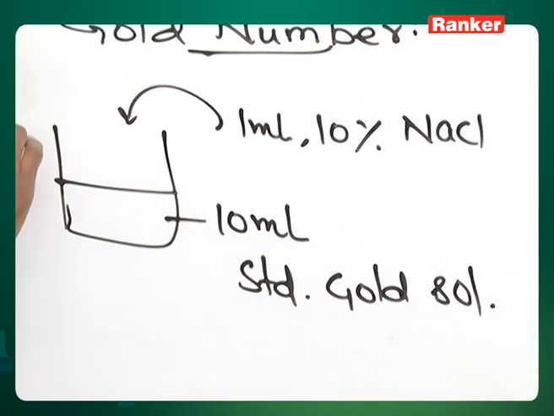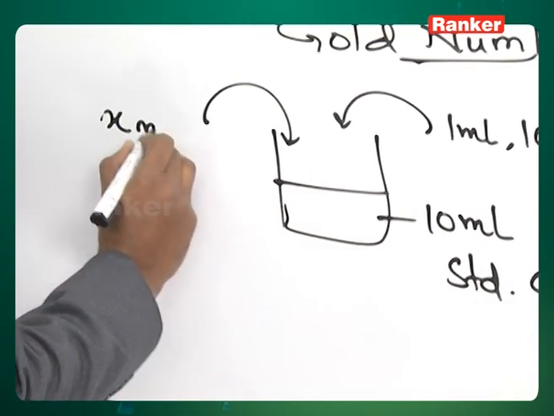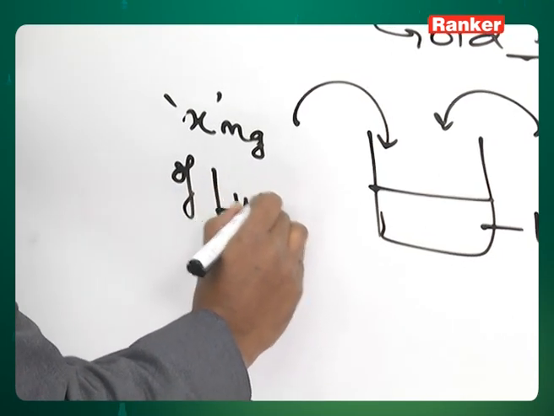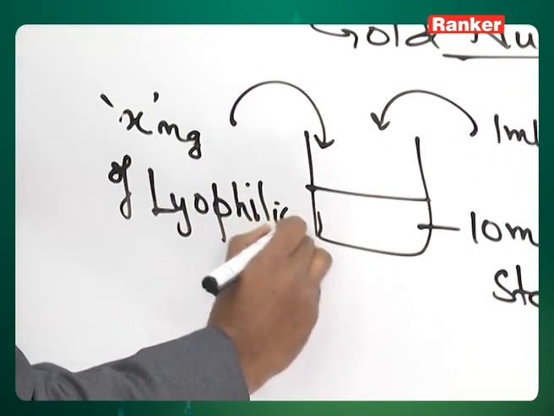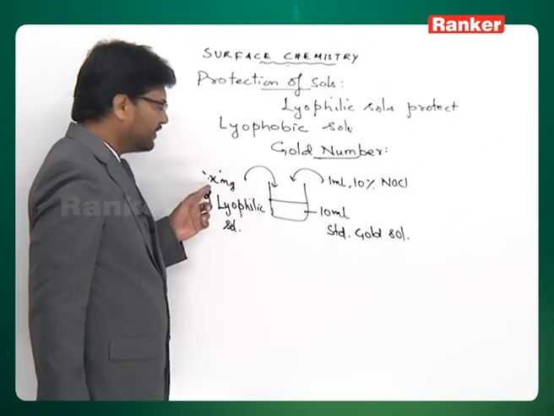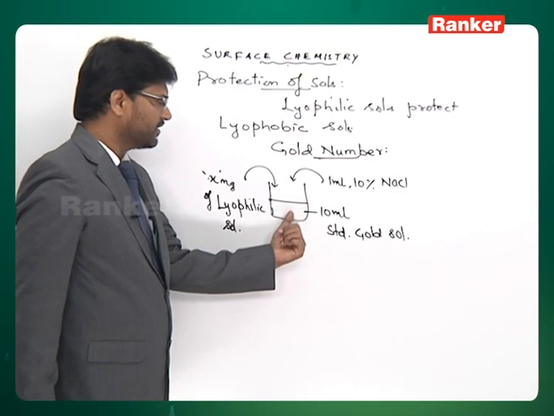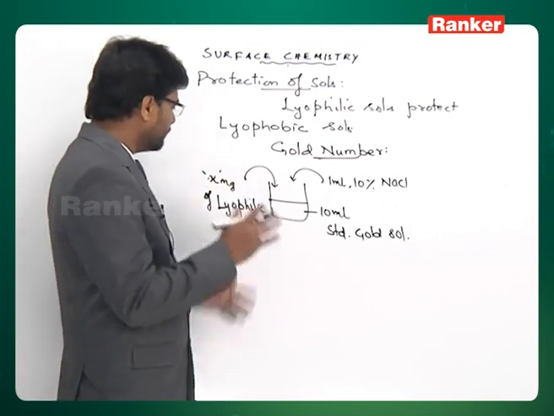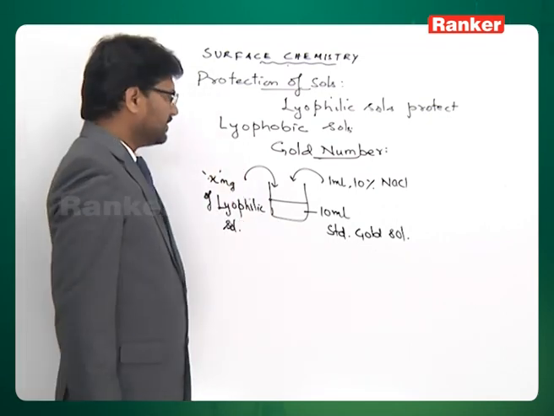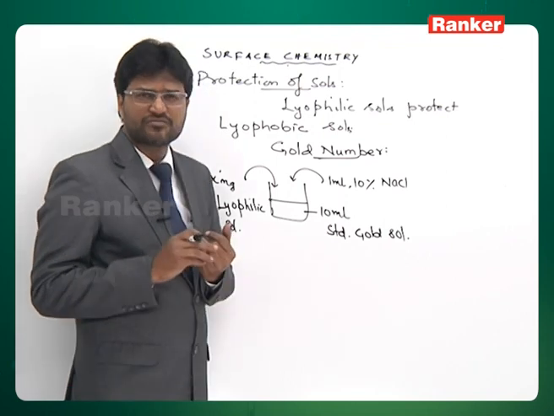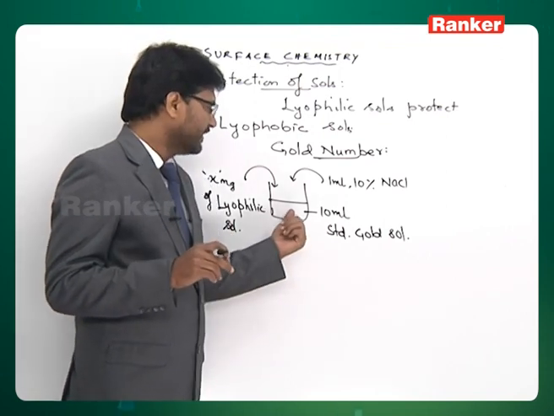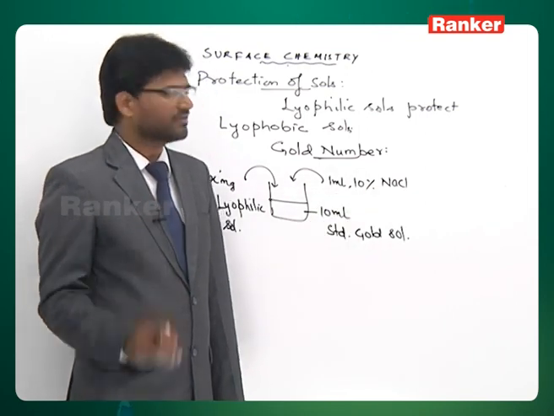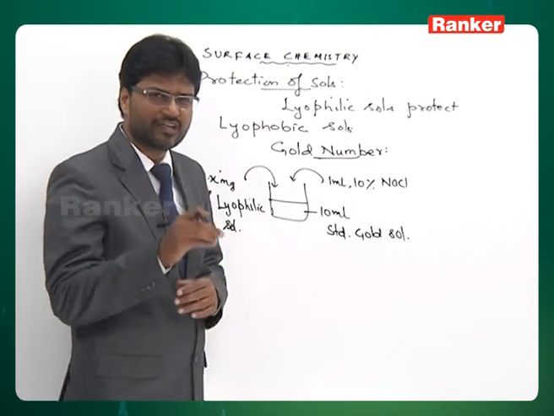So, before adding this, we will have to add x milligrams of lyophilic sol. The minimum value of x, which can just prevent coagulation of 10 ml gold sol against 1 ml 10% NaCl, is taken as the gold number of this lyophilic sol. It can be defined like this: the number of milligrams of lyophilic sol required to protect 10 ml standard gold sol against 1 ml 10% NaCl solution is called the gold number of the lyophilic sol.